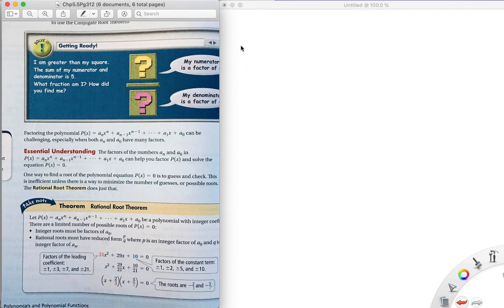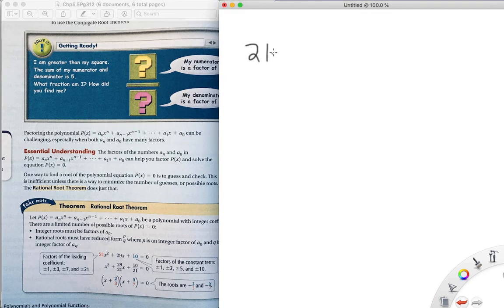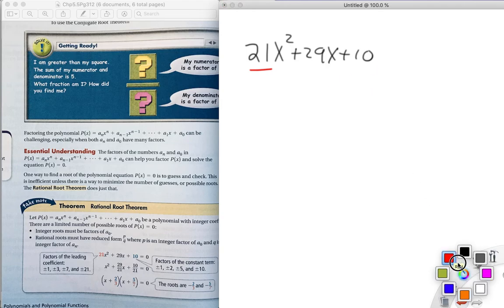We have 21x squared plus 29x plus 10. All right. So this guy here is the coefficient for the leading, highest degree variable. And then this guy is the constant back here.